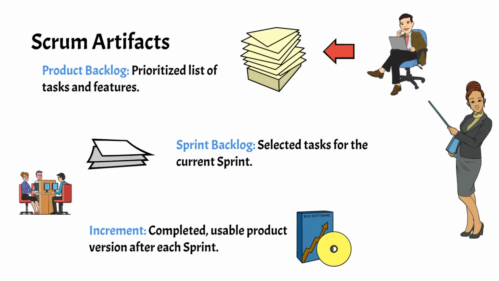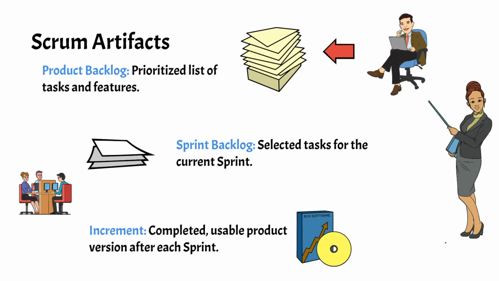Scrum relies on 3 main artifacts to provide transparency and opportunities for inspection and adaptation. Product Backlog: a dynamic, prioritized list of everything that might be needed in the product. It's managed by the Product Owner and continuously evolves as new requirements emerge. Sprint Backlog: this is a subset of the product backlog items selected for a sprint, plus a plan for delivering the product increment and realizing the sprint goal.